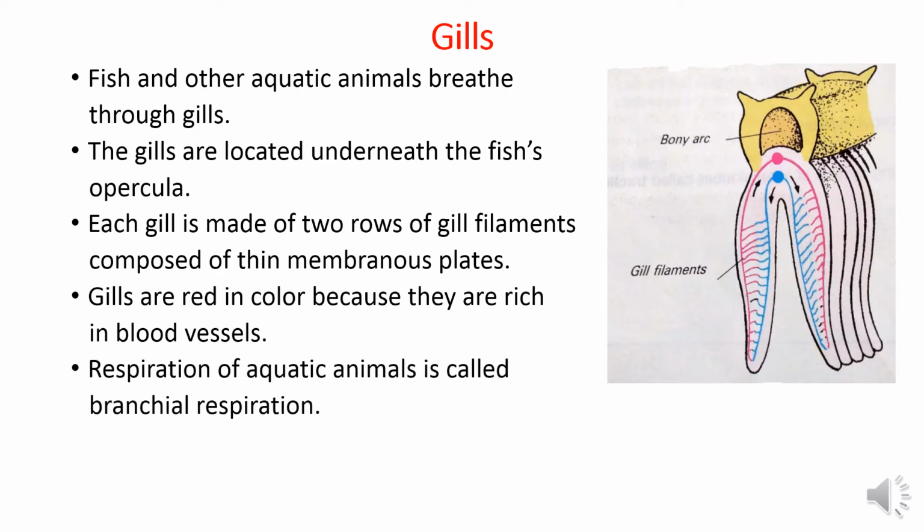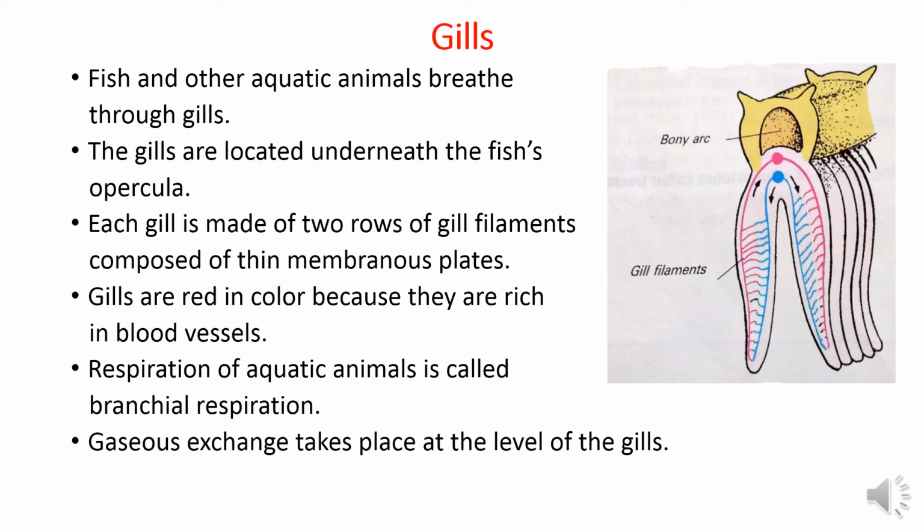Respiration of aquatic animals is called bronchial respiration because they use the gills to breathe with. Gaseous exchange takes place at the level of the gills. The gas exchange takes place between the gills and the blood vessels.